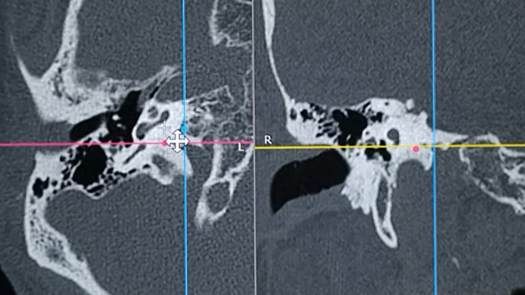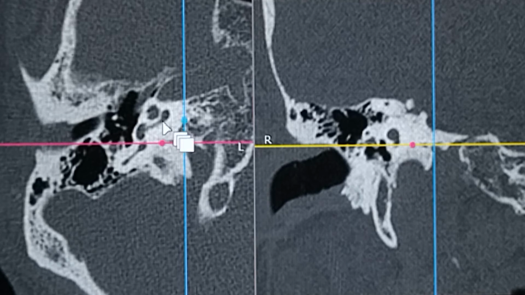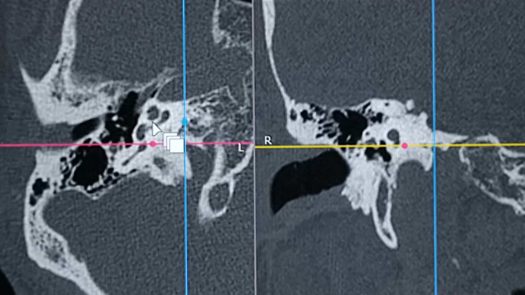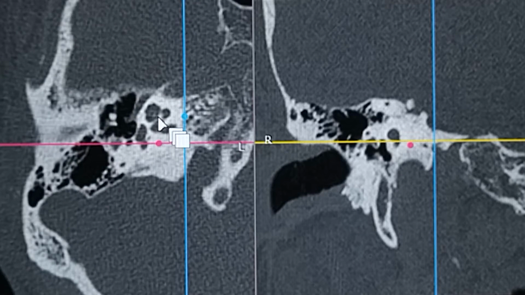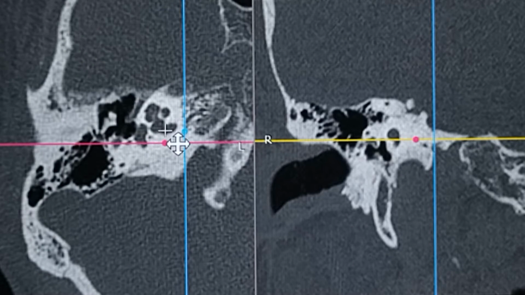You keep on going above, then you can see the cochlea coiling up, forming the middle turn. This bone which you can see right here is basically the interscalar septum that divides the basal turn from the middle turn. And then in some time you can see the apical turn as well.